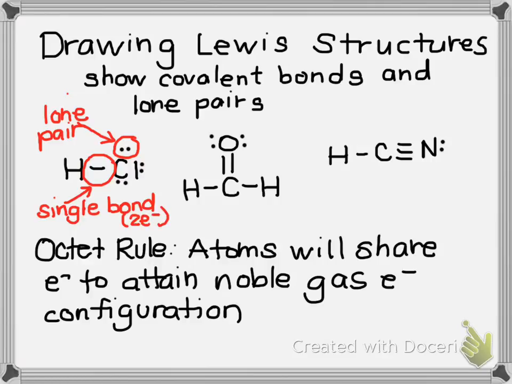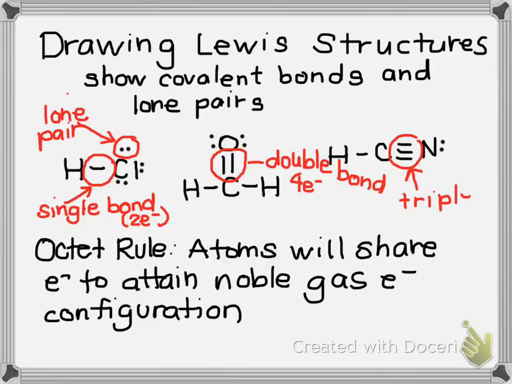Now, we can also have double bonds, and double bonds will be represented by 2 straight lines here. So a double bond represents 2 pairs, it represents 4 electrons. And again, you see in this structure that we have single bonds and lone pairs. And then finally, we can also have a triple bond, which is represented by 3 lines. And each line represents 1 pair of electrons, so a triple bond represents the sharing of 6 electrons.